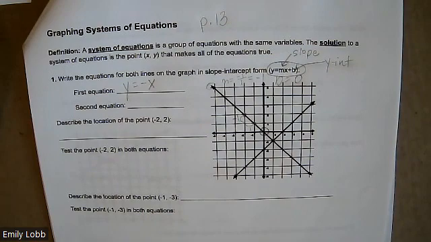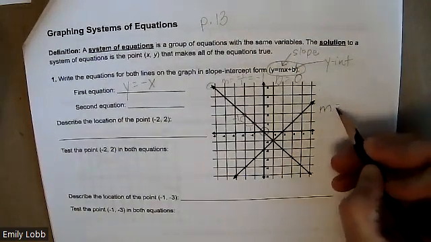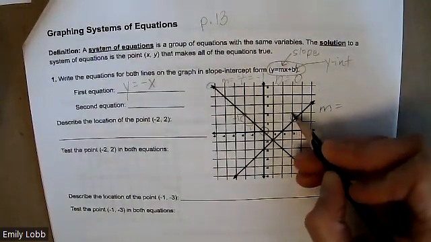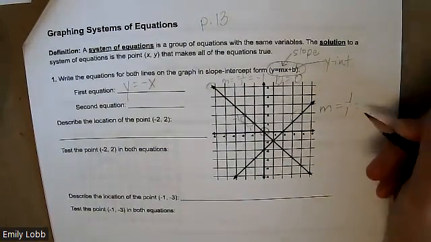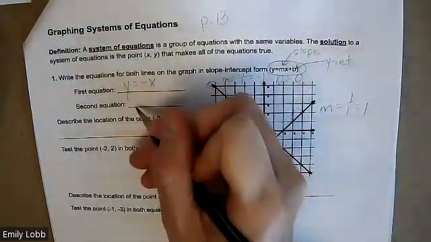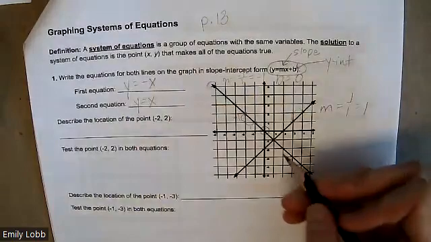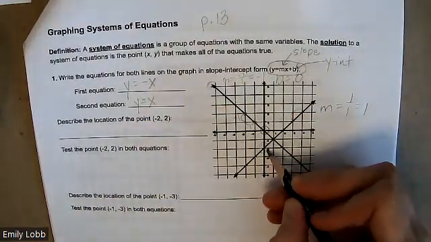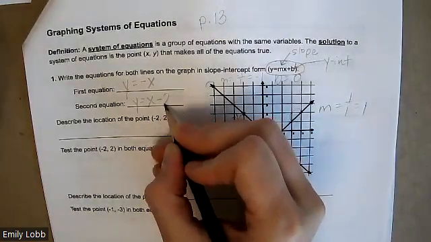Now to write the equation of our second line, what is our slope? It's going up 1 over 1, right? So m is equal to 1. So far we have y equals x. And what is our y-intercept here? -2, so -2.